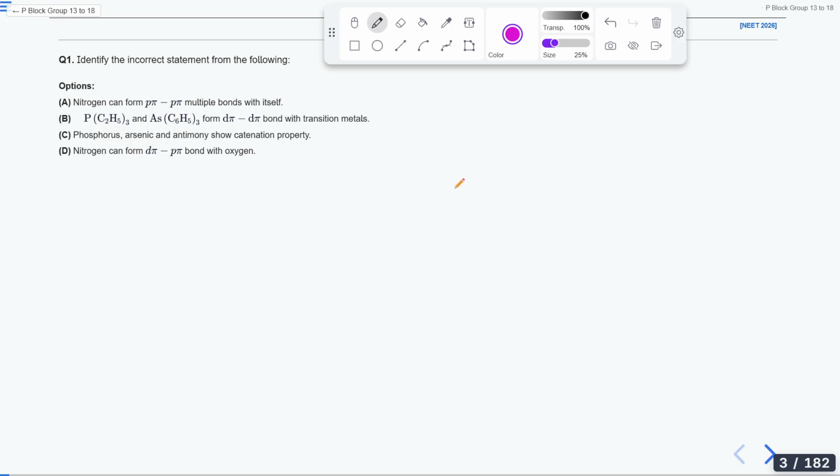How will we do this question? Yes, students, try this question by yourself and let me know the answer. Remember that if you want to have a p pi d pi bond, you should have the d orbital in the molecule, or in the atom there should be the presence of d orbital. Then and only then can you have the d pi p pi bond.